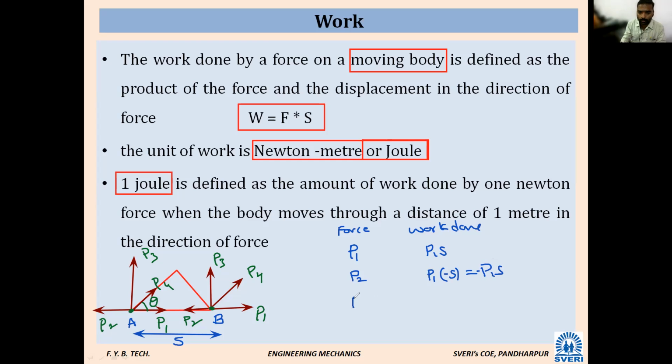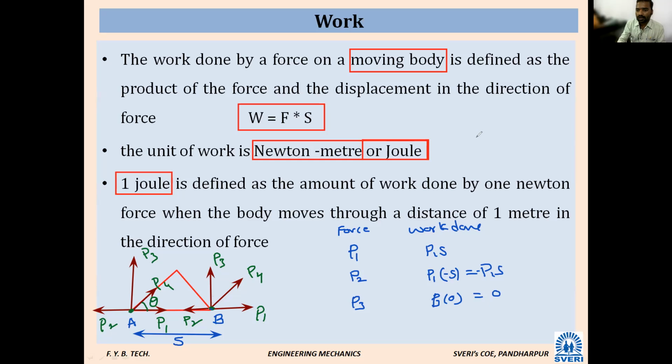Next, I will come to the point P3. P3 is in this direction. So along the P3 direction, has A moved along the P3 direction? Is it moved at 90 degrees? It is not moved. So P3 into S, where S is equal to 0. Now the point is in the horizontal direction. So P3 into 0 is equal to 0 along the direction of P3.